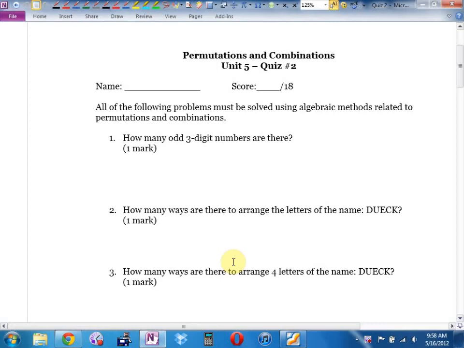Not saying any names. All right, quiz number 2. Mark your own.